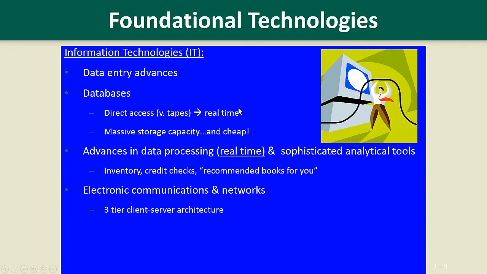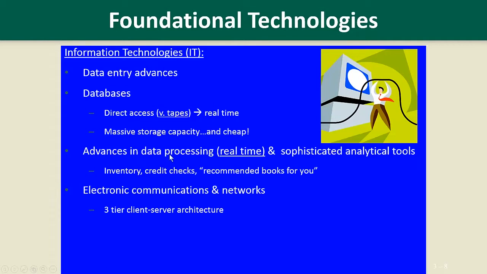A lot of advances in databases are required. We need real-time data. An example would be airline tickets. You want to know in real time what seats are available, what planes are full or not full. And this involved a technology change from sequential tapes to direct access disk like we use now. So these are real-time. Tapes are not real-time. Also, you need massive storage capacity at an affordable rate. We're getting rid of paper, remember, so now we've got to store everything digitally.